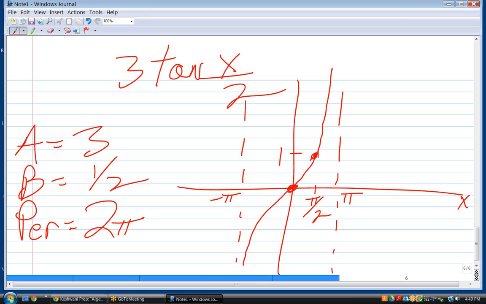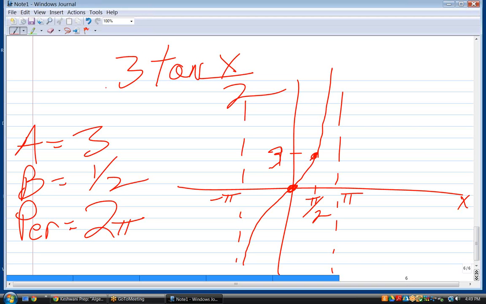So how does A affect the graph? Does it do anything? Yes, sorry, I didn't take that into account here. Good point. I made a mistake. It does. Instead of this point being 1, it's 3. Oh, okay.